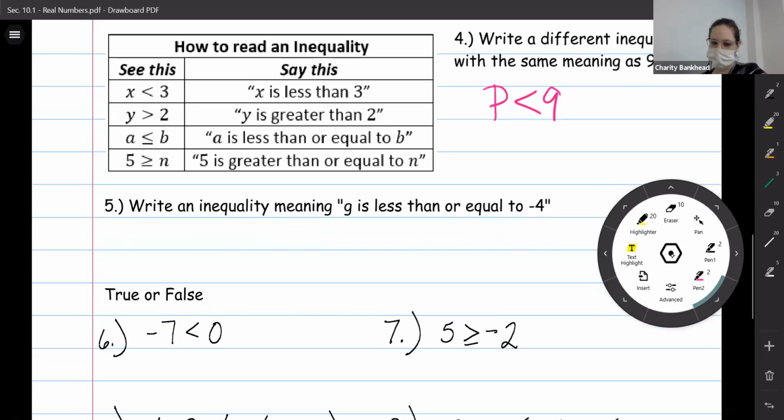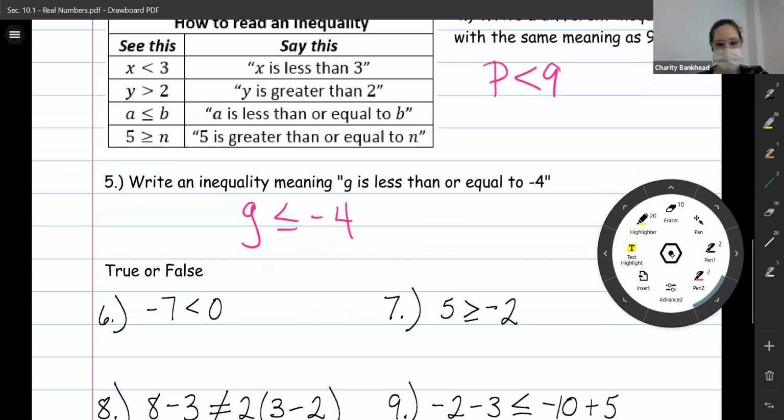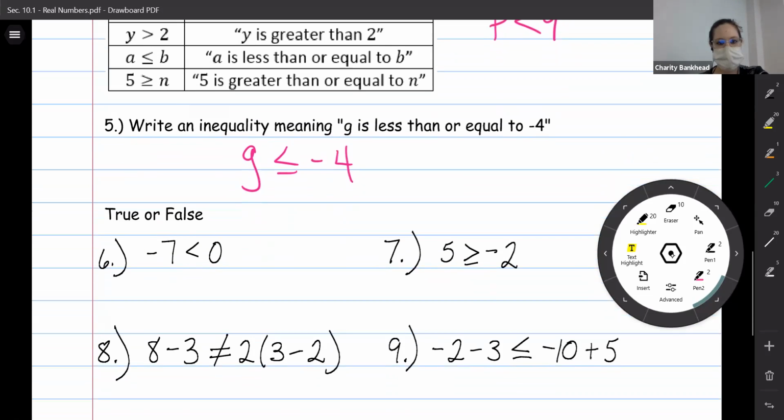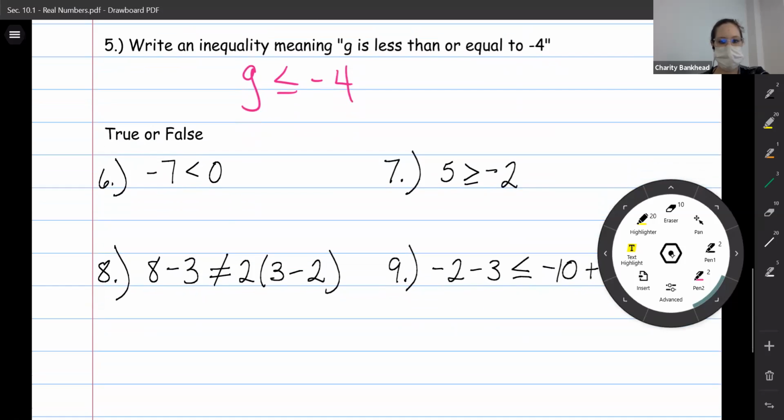And number 5 says, write an inequality meaning g is less than or equal to -4. Okay, so that would look like that. Number 6, true or false. All right, first of all, you might want to be able to read what it's saying. So on number 6, it's saying -7 is less than 0. So is that true or false? That's true.